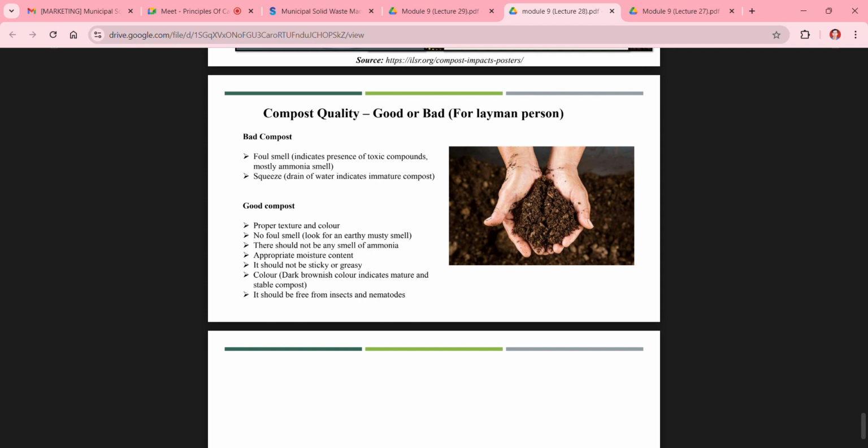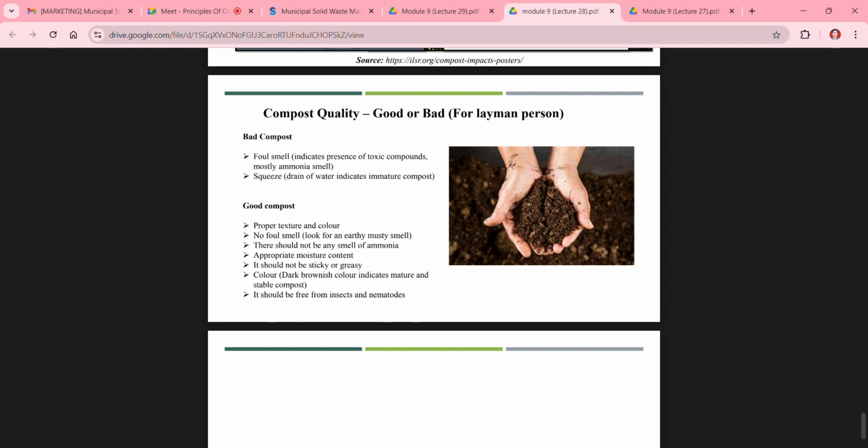Okay, then if you squeeze that compost material and there is some draining of water from it, it means the compost is still immature and it needs some more time to achieve proper maturity, or the proper moisture content of around 15 to 25%.